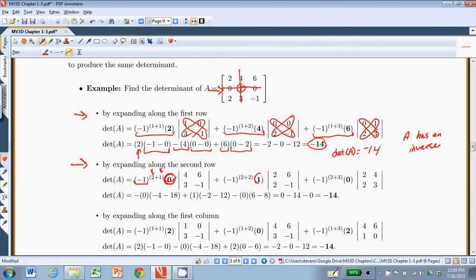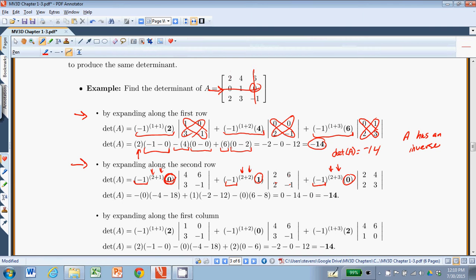2 plus 1, right? And then I would continue across, 1 times the determinant of this matrix, 2, 4, 2, -1. There's my 1, 2, 6, 2, -1, and I have to multiply by -1 to the sum of the indexes of the 1 here. So that's second row, second column. Then I continue across. I have a 0 here, right there, times the determinant of this matrix, 2, 4, 2, 3. And then I have to multiply by -1 to the second row plus third column.